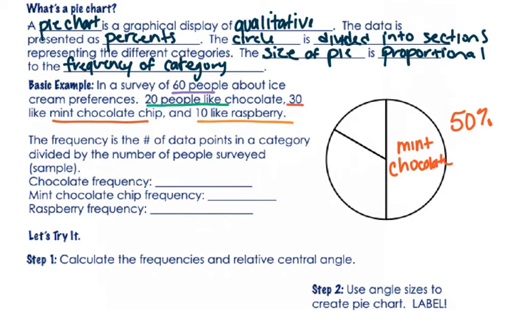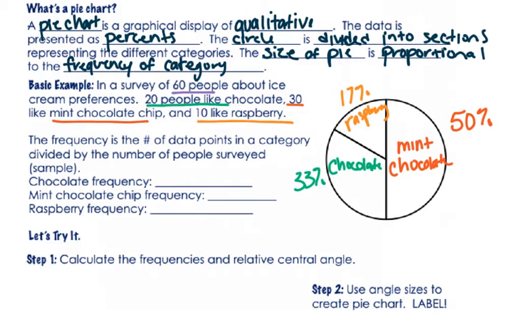Free country. 20 out of 60 like regular chocolate. Those are my kind of people. 20 out of 60 is a third, so I would say 33%. And then I don't know who these people are, but 10 of them like raspberry. Whatever floats your boat. So 10 out of 60 is a sixth. If you put that in your calculator, you can round that to 17%.